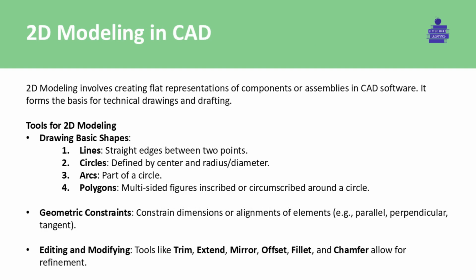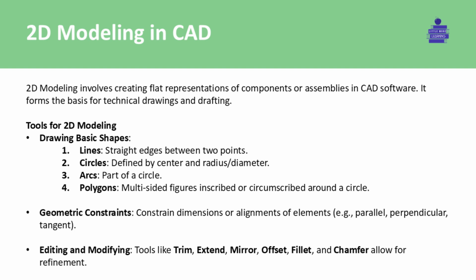Now, let's explore how we bring all our 2D tools together to create complete models. Think of 2D modeling as creating a detailed blueprint of your design. We start with our basic shapes, lines that form edges, circles for holes or curved features, arcs for partial curves, and polygons for more complex shapes. But here's where it gets interesting. We use geometric constraints to make sure everything stays exactly where we want it.